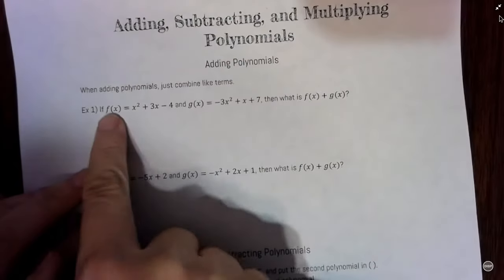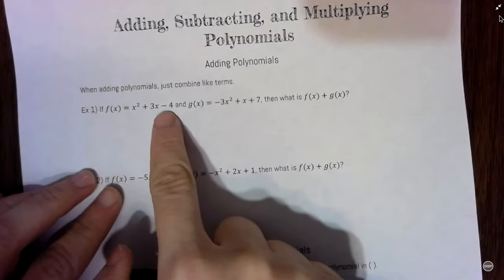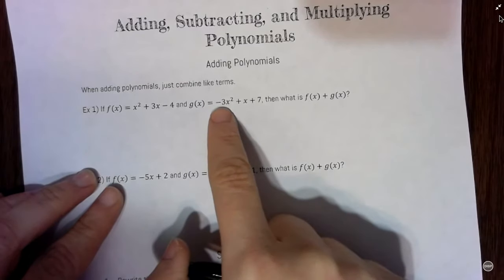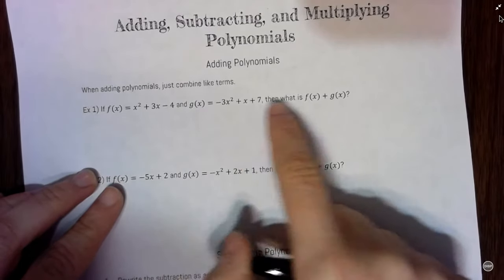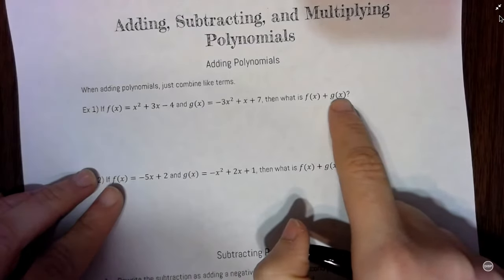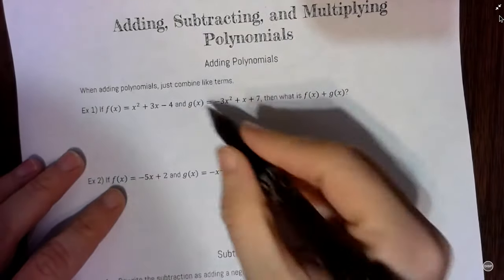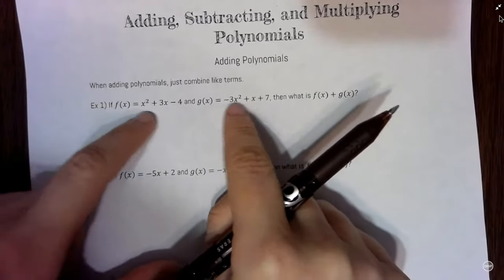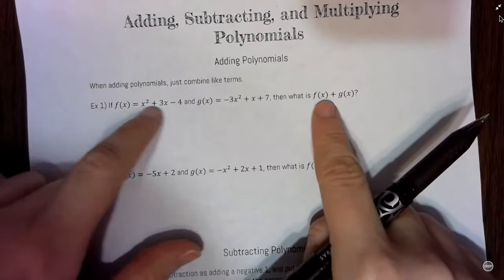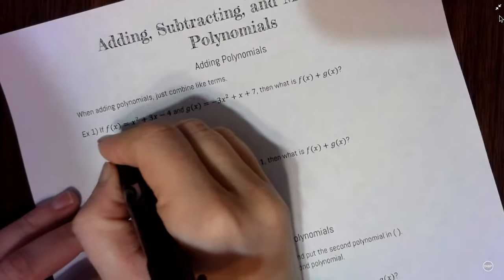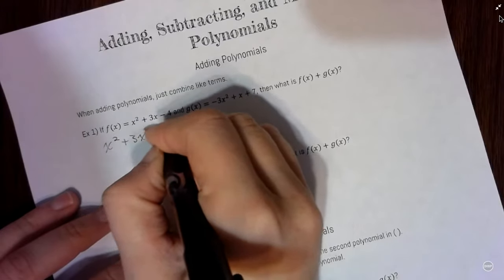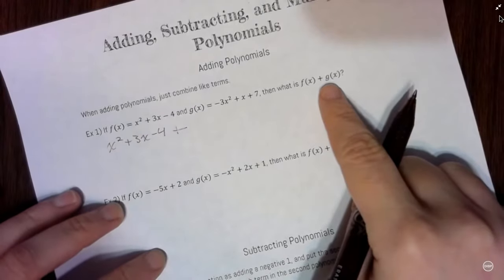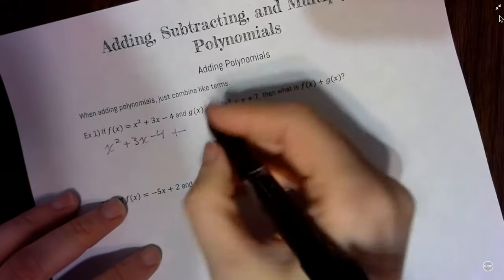So, example 1. If f of x equals x squared plus 3x minus 4, and g of x equals negative 3x squared plus x plus 7, then what is f of x plus g of x? Now remember, f and g are the same as y, really, and they're also just names for rules. So we're just taking the rule named f, so this right here, and we're adding the rule named g, which is this one right here.